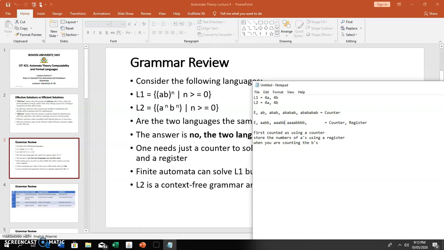Where are that one? Is it equal to the number of A's? No. Where are that one? Is it equal to the number of A's? Yes. We can then now stop. So this second language requires a counter and a register to solve, not like the first one that are together.